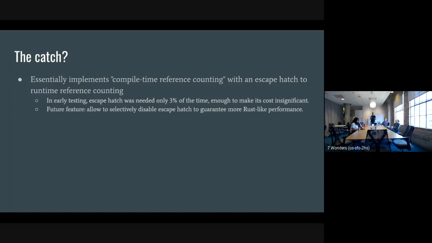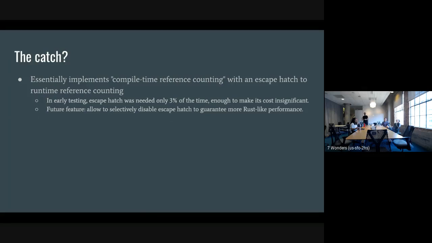The catch, I said, is compile time reference counting. It still has an escape hatch to runtime reference counting if it can't, for whatever reason, decide to make something fully compile time. However, in the testing I've done so far, the runtime version only happens in about 3% of the time, which means that the cost of reference counting has been slashed by so much that trying to optimize the remaining 3% is not super worth it.